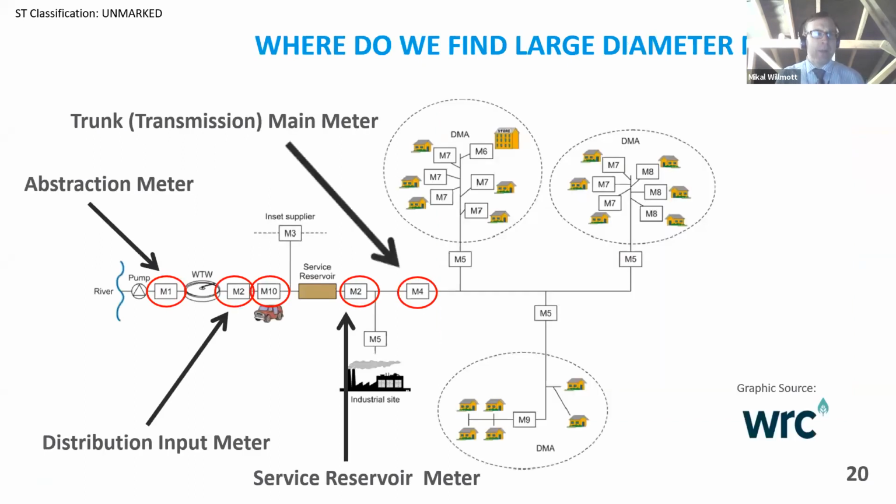Now, whereabouts would we find these large diameter meters? We generally find them in 4 places. First of all, we may find them at the abstraction point, where we're taking the water out of the groundwater, out of the borehole, or out of the river. We find them often at the edge of treatment work, so just before the water actually goes into distribution. And we generally call this a distribution input meter, or sometimes in other countries, system input volume meter. We find them often on our trunk mains or our transmission mains. These are the large mains that take water to the cities and to the towns. And also we find them on the inlets and the outlets of our service reservoirs.